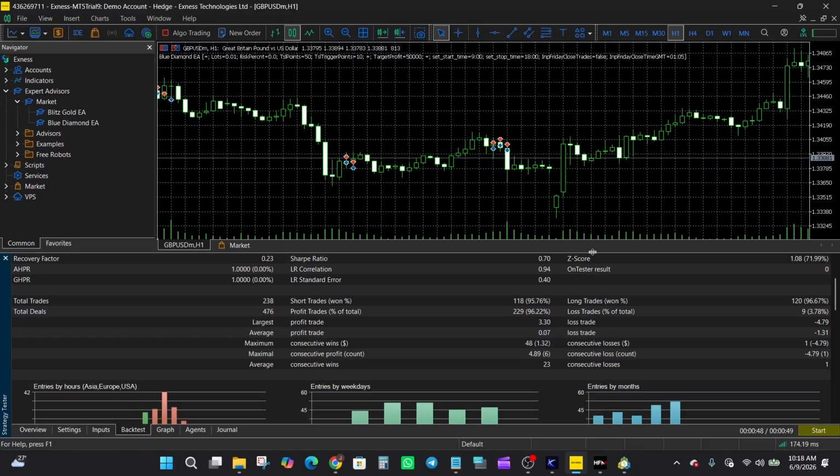So overall, the Blue Diamond EA is presented as a GBPUSD H1 trading system with automated position sizing options, built-in trade management, configurable trading hours, and an averaging based approach to market exposure. Before considering live deployment, I would strongly recommend performing your own testing and optimization to determine whether its risk profile and behavior align with your trading objectives.